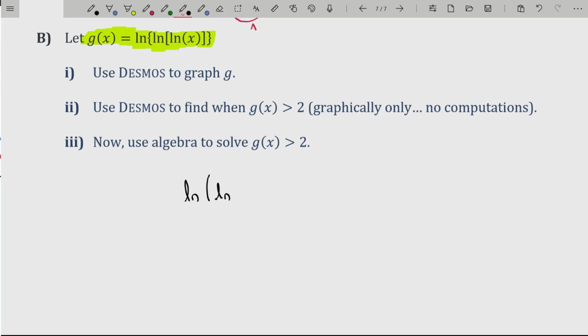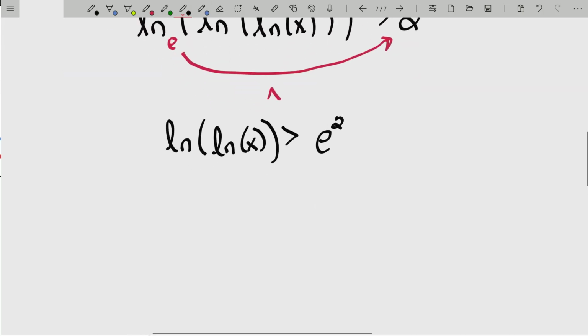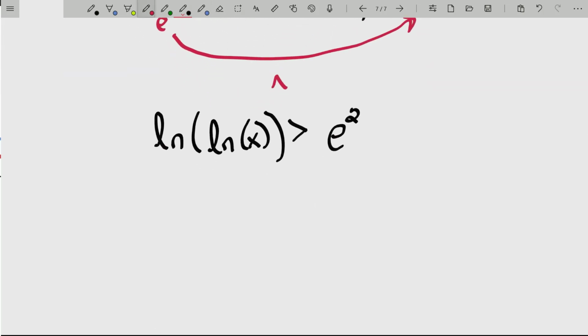So again, I'll just go ahead and write that down. We have the natural log of the natural log of the natural log of x, and we want that to be greater than a height of 2. Well, if you follow the circular argument, that will tell us that e squared must be less than the stuff inside. Well, you can see there, it's going to be yet another circular argument. We're trying to unwrap this so we have only x.